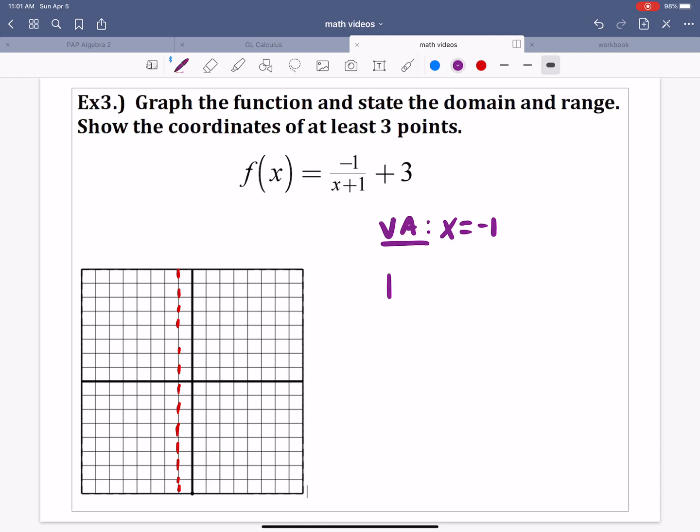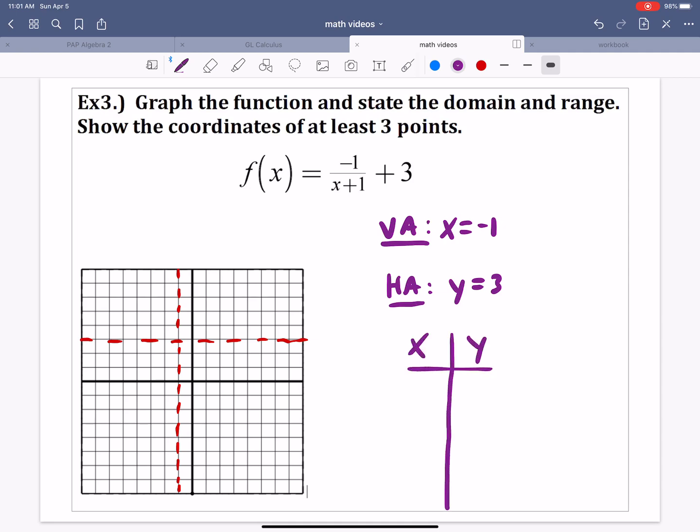Next, finding the horizontal asymptote. For reciprocal functions like this, we can just take the k value. So that's y equals 3. So let's plot that up here. Okay. And next, we're going to go ahead and plot some points to try to find which quadrants these branches are going to be located.